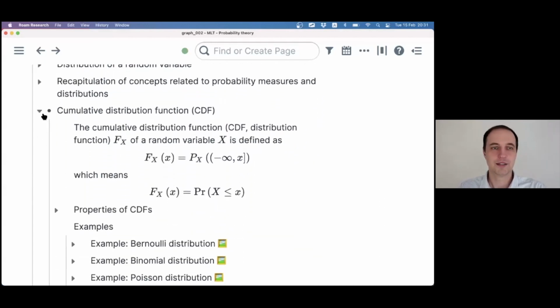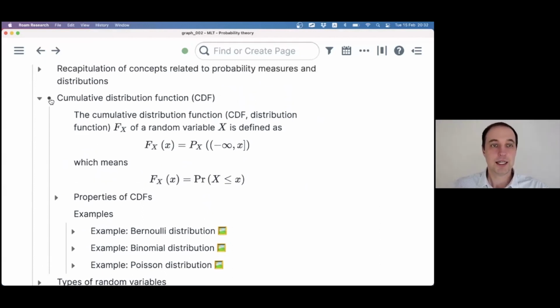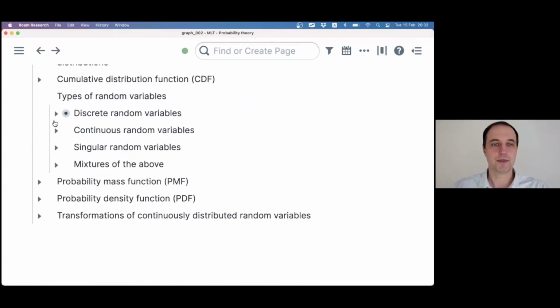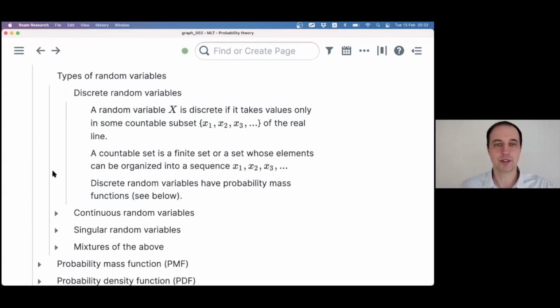And then, once we have the distribution, we can introduce the cumulative distribution function that simply measures this probability I just talked about. And I also mentioned different types of random variables.